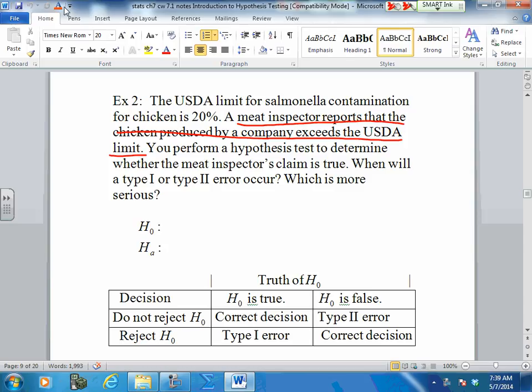Now, salmonella poisoning can be deadly to some, and very sickly to others. So now, what's my claim? How do I state the claim for this?